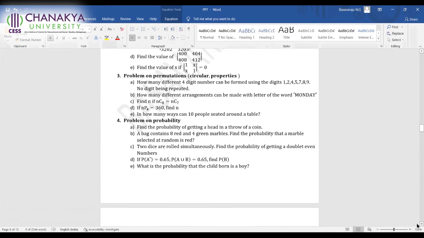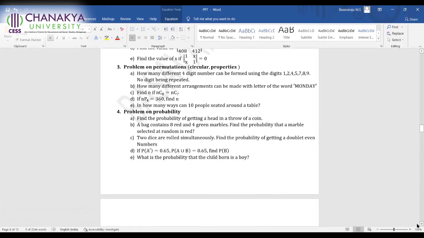In question number 4, what can you expect? Problems from probability. This is a simple problem you can expect. They may ask to find the probability of getting a head by tossing one coin, or the total number of doublets when rolling 2 dice. If P of A complement is equal to 0.65, calculate P of A. Then, what is the probability that a child born is a boy? A simple set of questions they may ask.